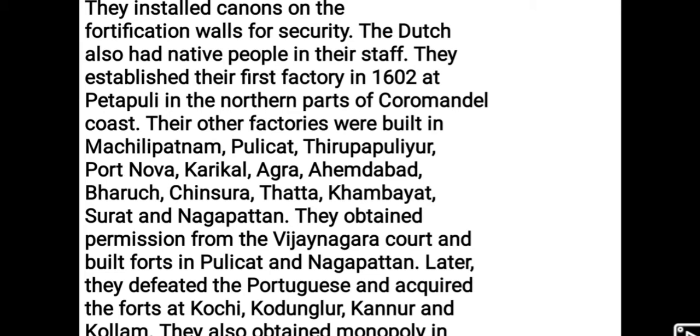They obtained permission from the Vijayanagar court and built forts in Polikat and Nagapattan. Later, they defeated the Portuguese and acquired the forts at Kochi, Kodungular, Kannur, and Kollam. They also obtained monopoly in black pepper trade by entering a treaty with the king of Kochi.